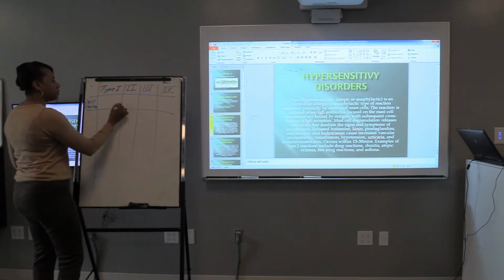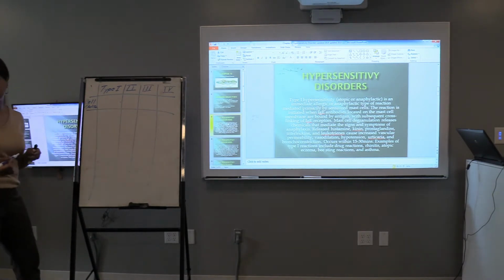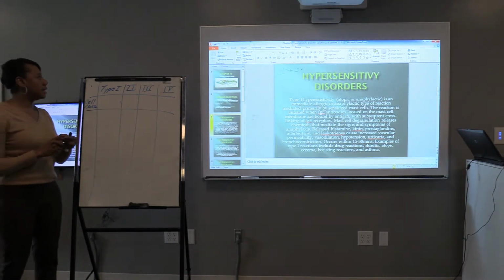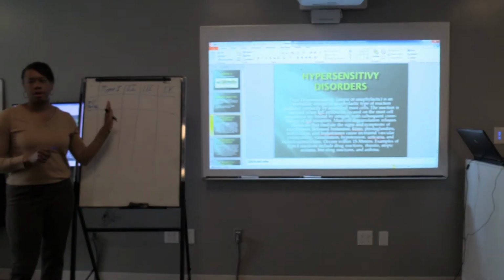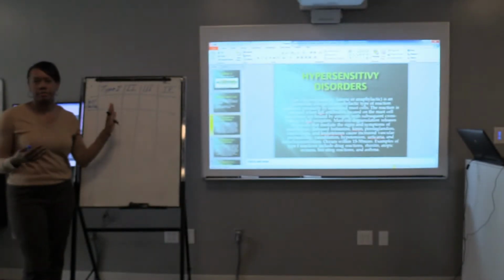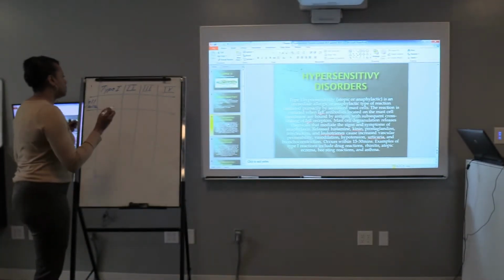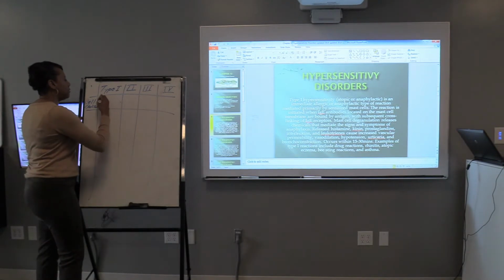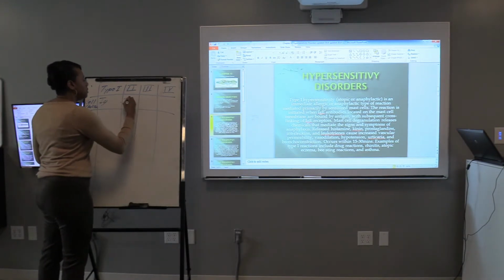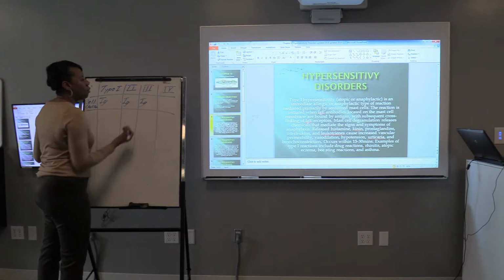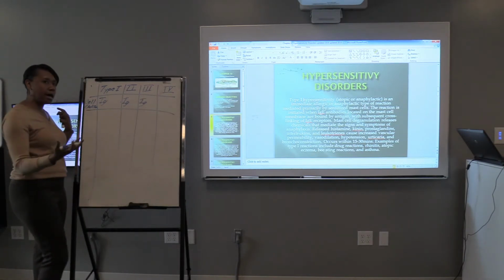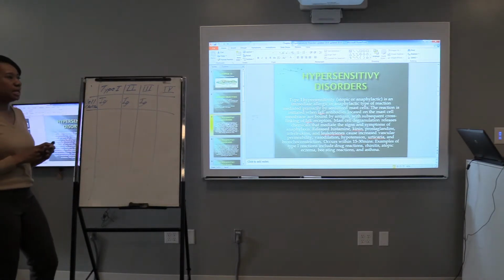Then you can put for each one which cell is mediated. Keep in mind, if you've looked at this information already, the first three do have involvement with the Igs, the immunoglobulins, whereas type 4 stands out, and this is what we call T-cell mediated.